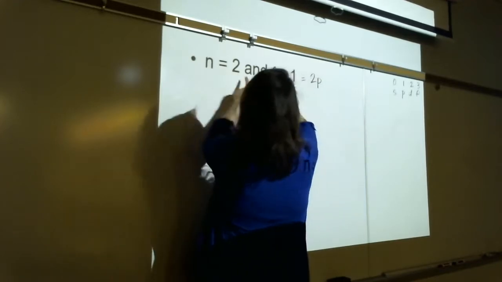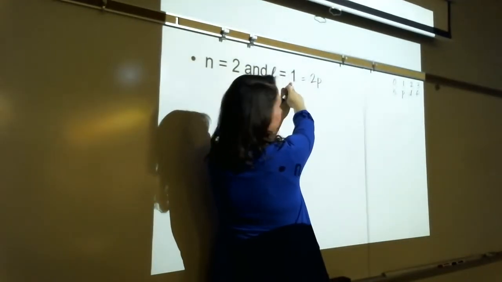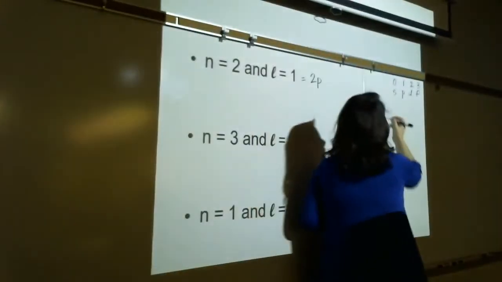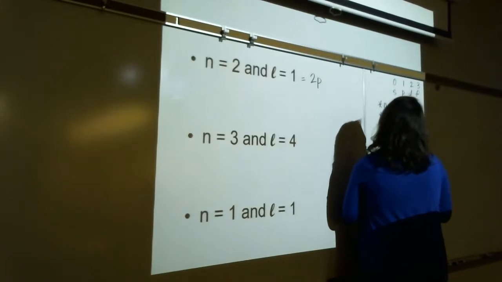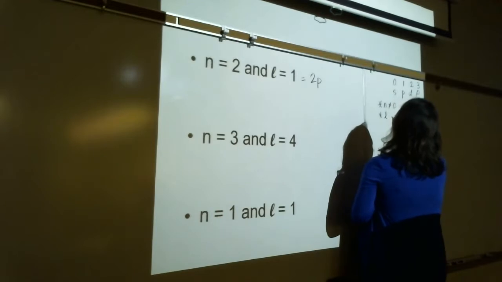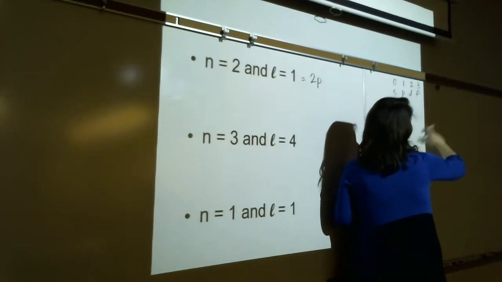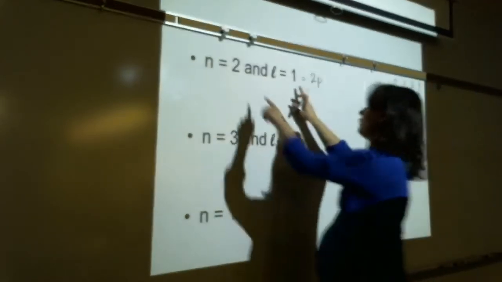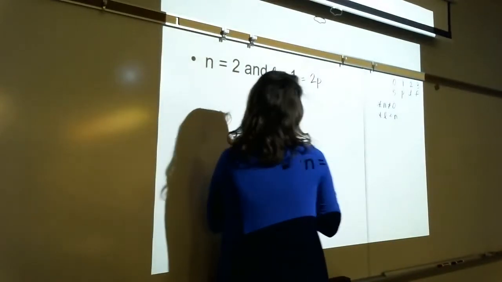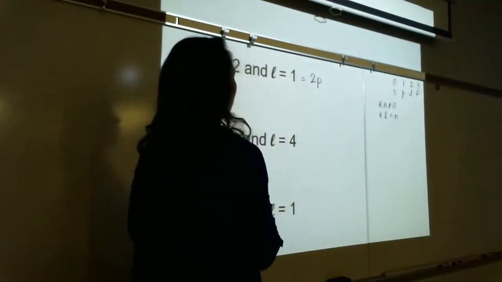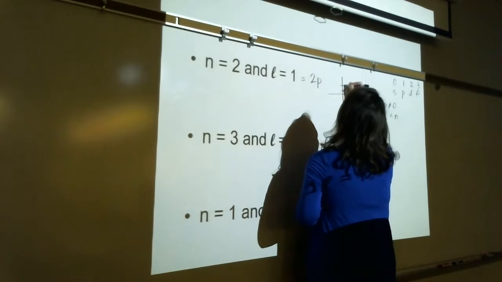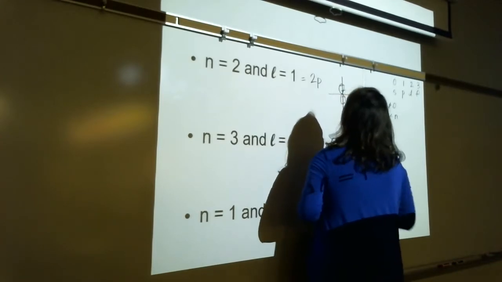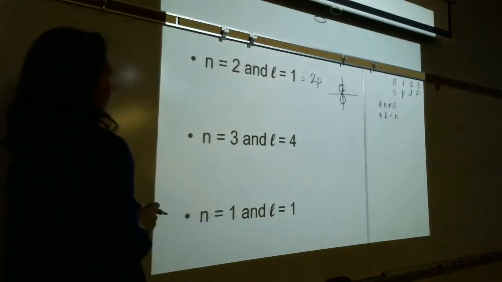2P. First of all, does that fall into the rules? Yes, because remember, what are the rules? n cannot equal 0, and what else? L must be less than n, right? Because L can be any number up to n minus 1. That does fall into that rule, so we're good. So 2p does exist. How would we draw a 2p orbital? 1, 2, 1, 2, right? I just decided to go up and down that time.